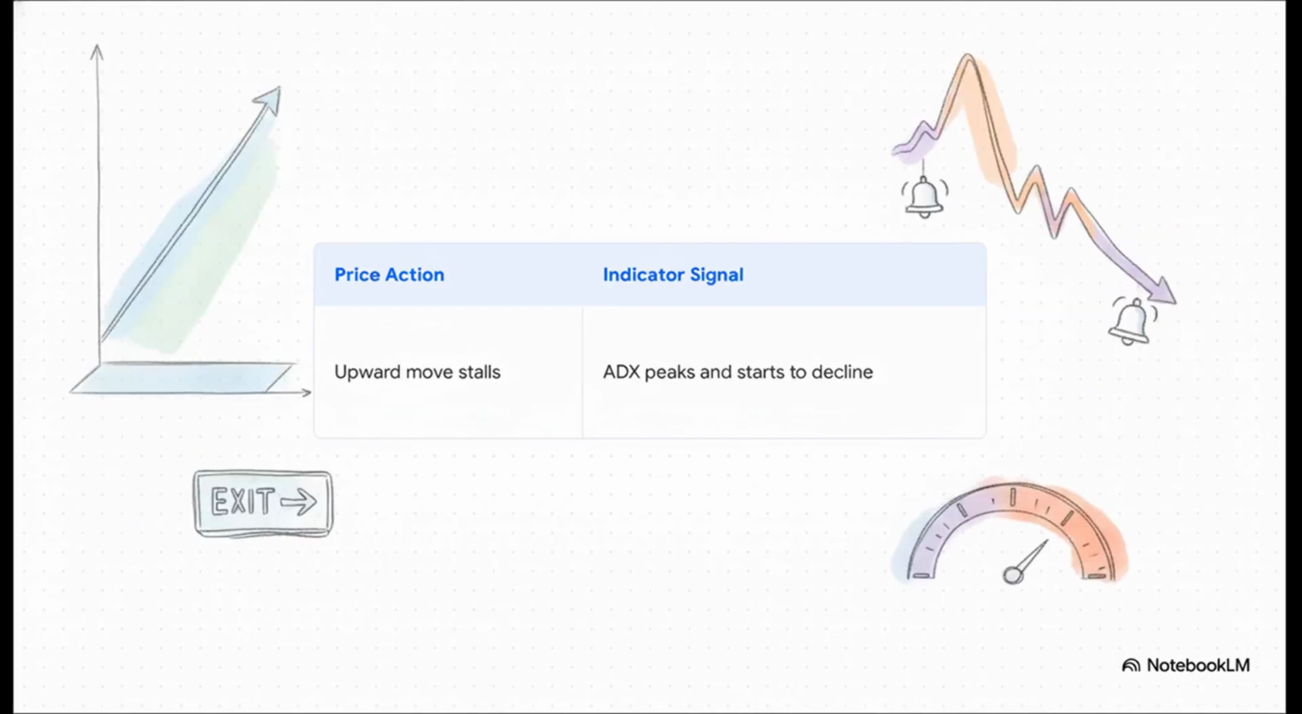And finally, we have to talk about the exit. Price is still high, right? But it's starting to stall out. It's losing steam. So what's our trend speedometer telling us? Well, the ADX hits a peak and then starts to roll over, pointing down from its high. This is a huge warning sign that the trend's momentum is fading. That's our cue to get out and lock in those profits before the whole thing reverses.